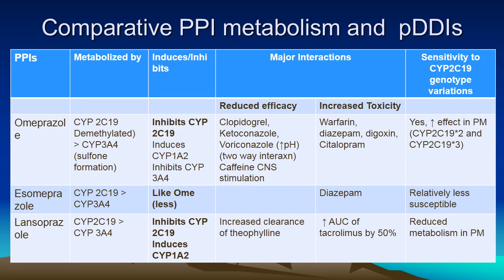Now, comparative PPI metabolism by biotransformation. CYP2C19 and 3A4 are involved in omeprazole, esomeprazole, and lansoprazole metabolism, but more important is that these three drugs also inhibit CYP2C19 to a greater extent and may also induce CYP1A2. Therefore, there will be adverse drug interactions with reduced efficacy of certain drugs and increased toxicity of certain drugs. Clopidogrel activation is reduced and warfarin toxicity is increased. Bleeding.